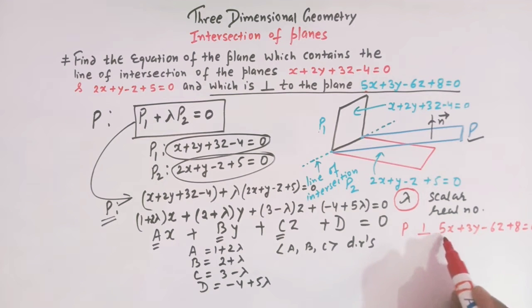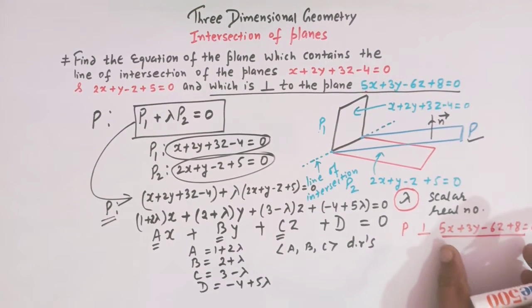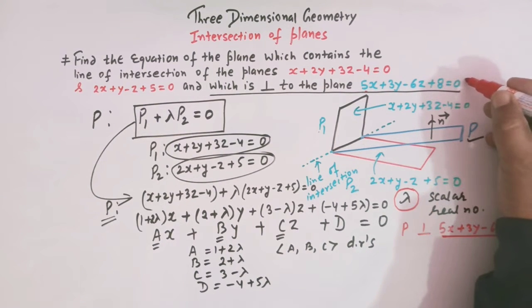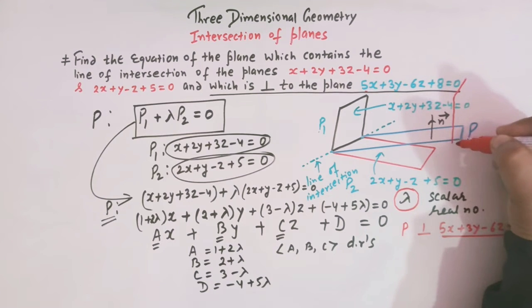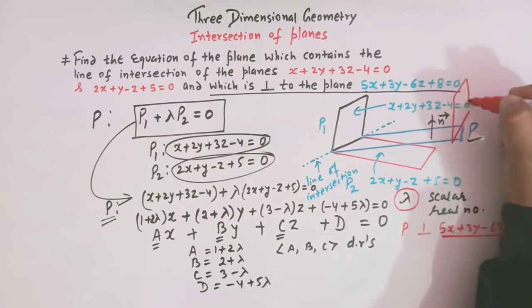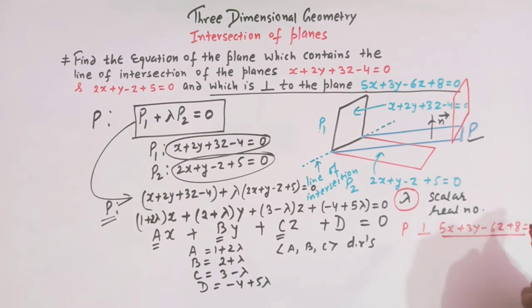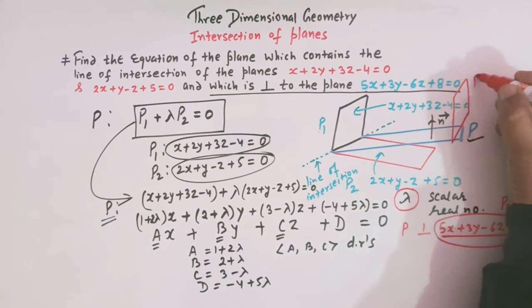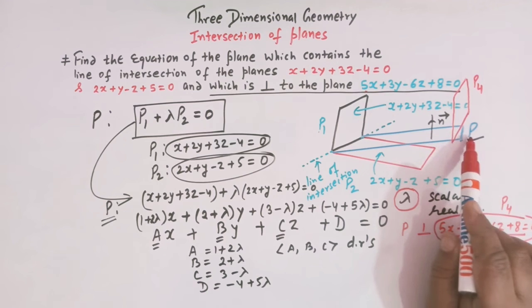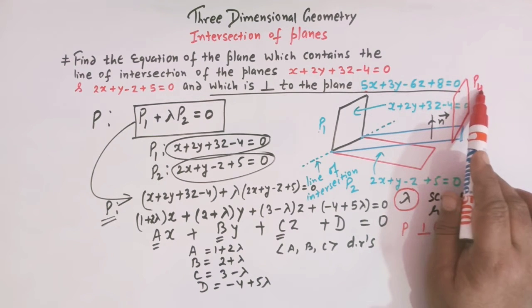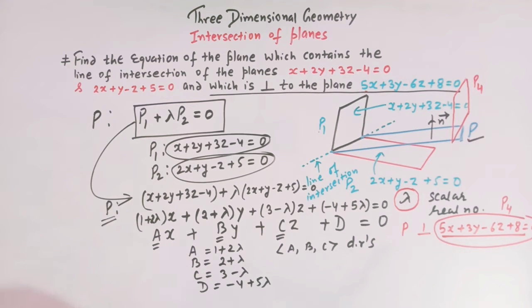So let us draw a rough diagram to represent this plane. Suppose we draw this plane like this. Here we have this plane, and we can draw it like this, right? And if we denote this plane by say P4, so this is P4, and now this plane P is perpendicular to this plane P4, right? So we know that if two planes are perpendicular, then their normals are also perpendicular, right?